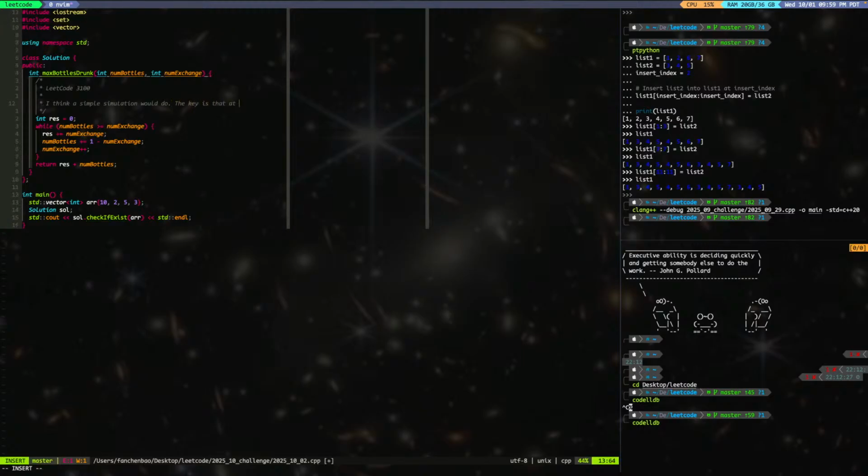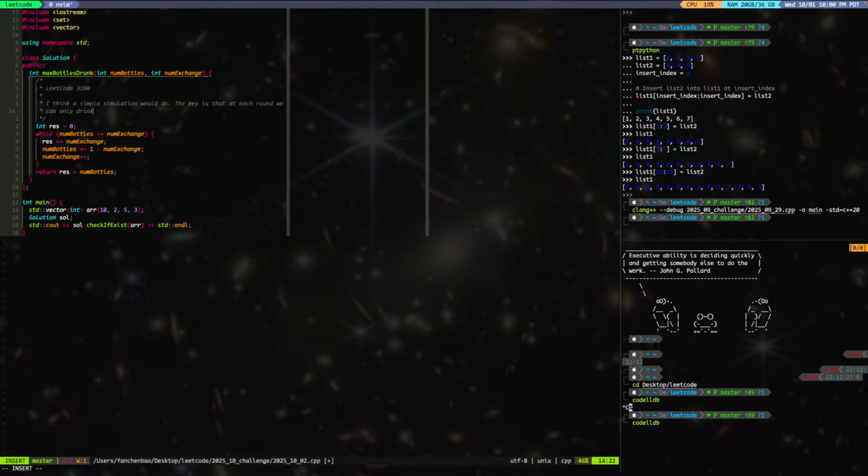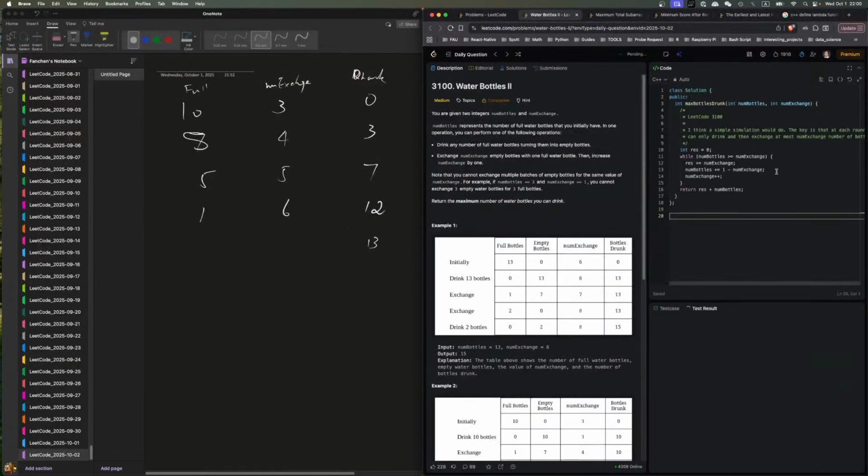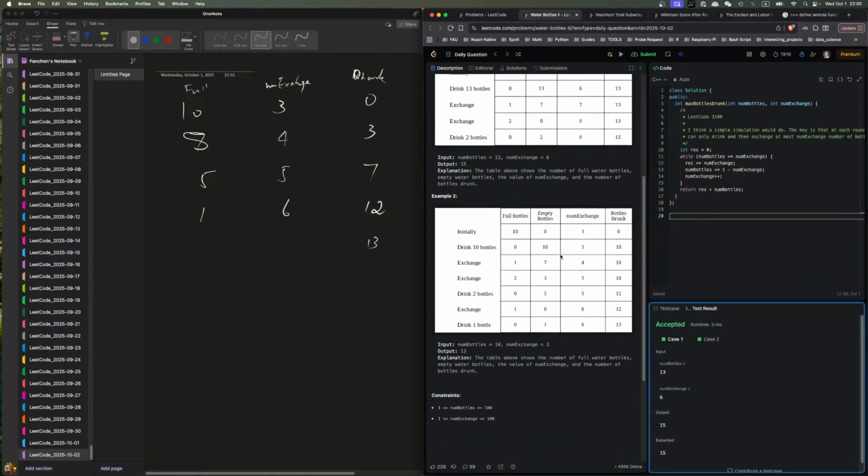Okay, so at each round, we can only exchange at most numExchange number of bottles. Only drink and then exchange. Yeah, I feel that is the key to make the whole thing much easier to handle. Yeah, let's say 100 and 5. 100 and 100. 1 and 1.